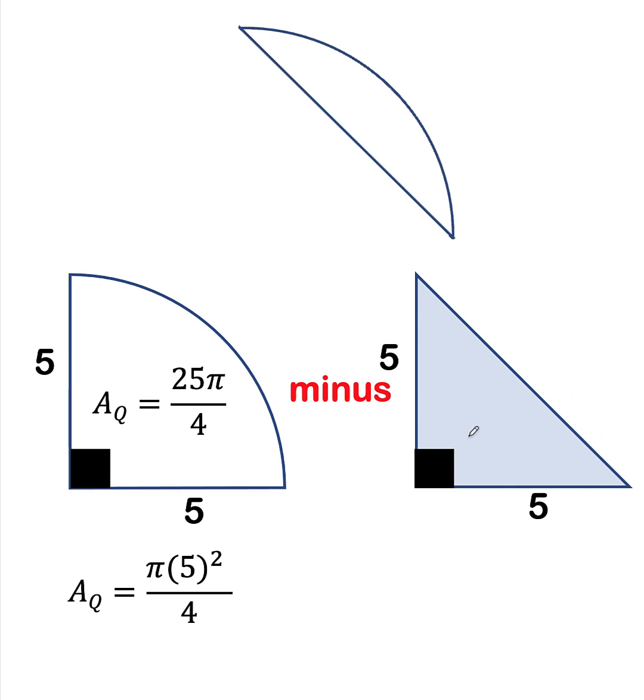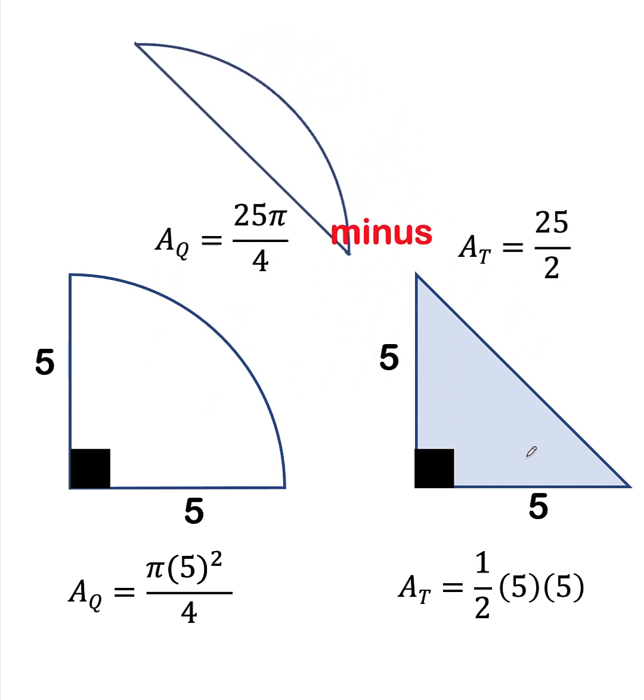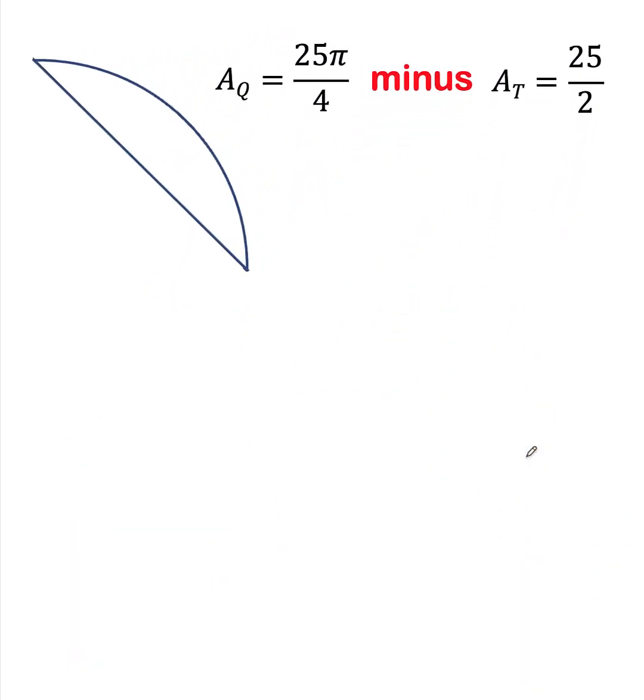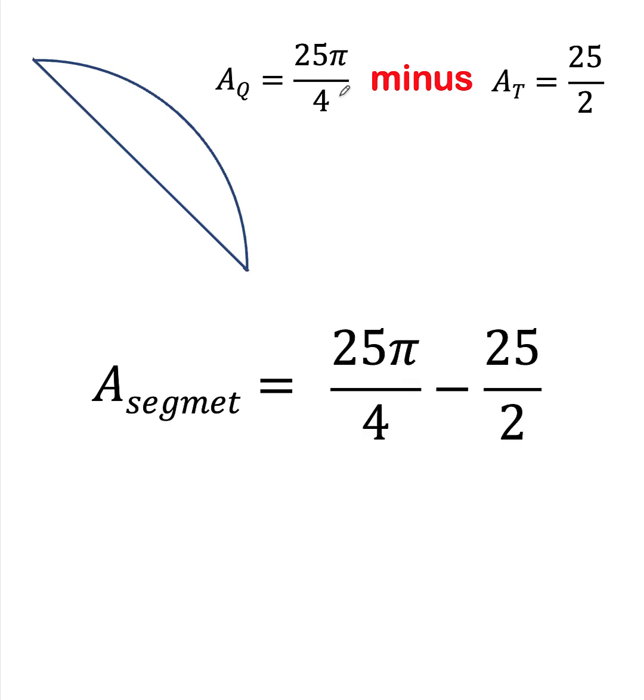Now for the area of this triangle, its height is 5 and its base is 5, so the area is 1/2 base times height. This simplifies to 25 over 2. Therefore, the area of this segment of the quarter circle is the difference of these two areas, and we now have this result: the area is 25 pi over 4 minus 25 over 2.